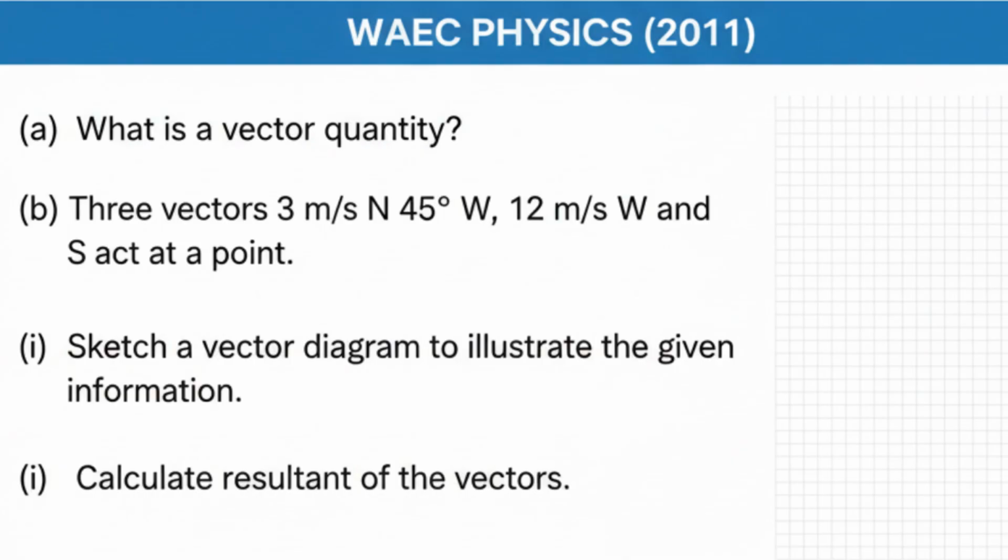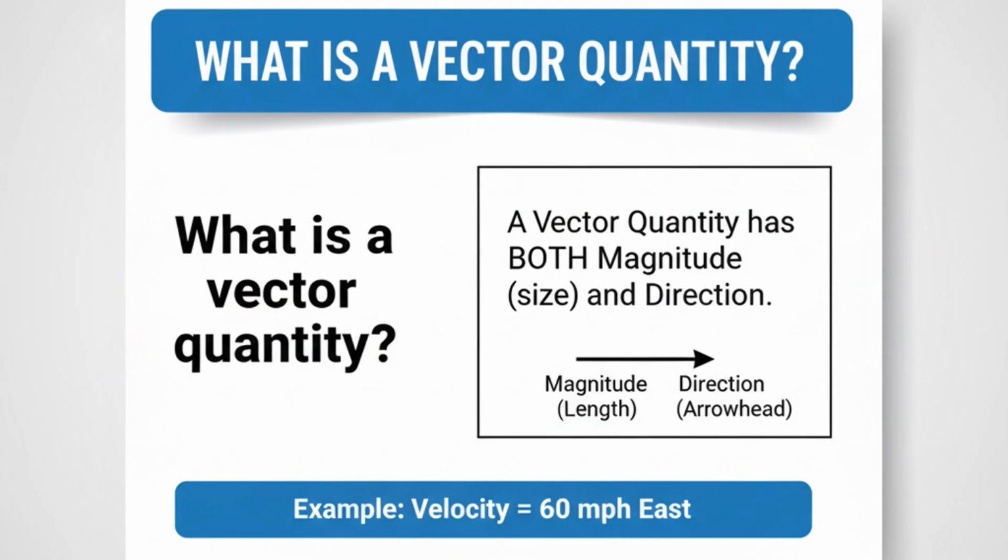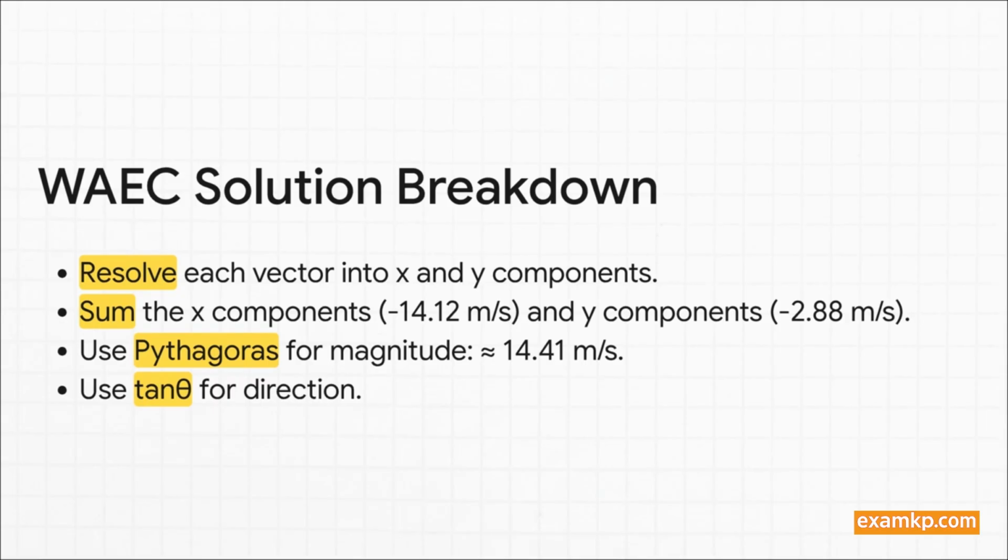A quick sketch isn't just about getting marks from the examiner, it's about helping you see the problem clearly before you even touch your calculator. So what's the strategy? We resolve. It's like divide and conquer. We break each of those three vectors down into its simple x and y parts. Then it just becomes basic math. Add up all the horizontal bits, add up all the vertical bits. Once you have those two totals, you use a little Pythagoras to put them back together for your final answer.